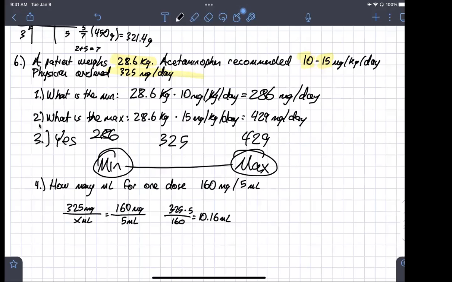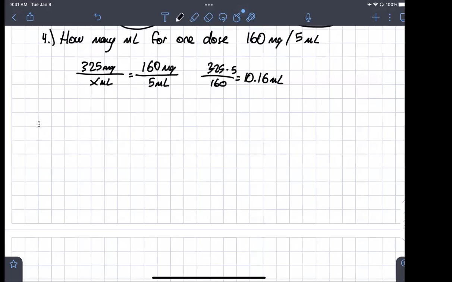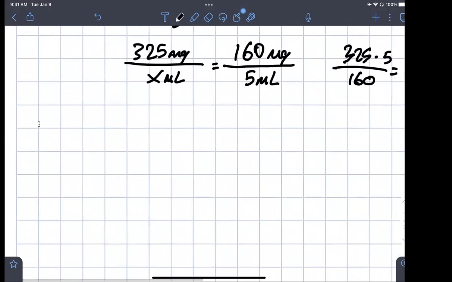Let's do this one. So we're going to do number 5 on weight-based.